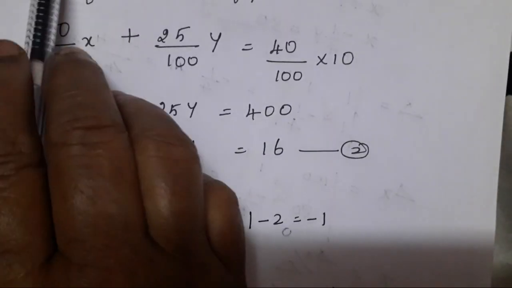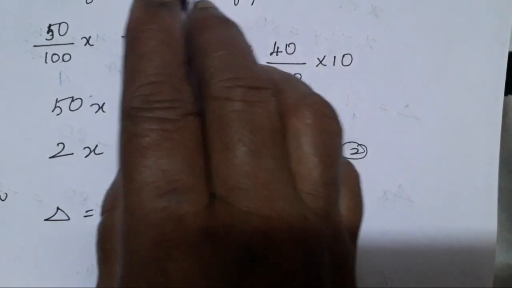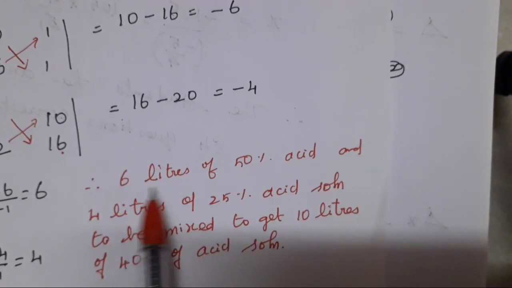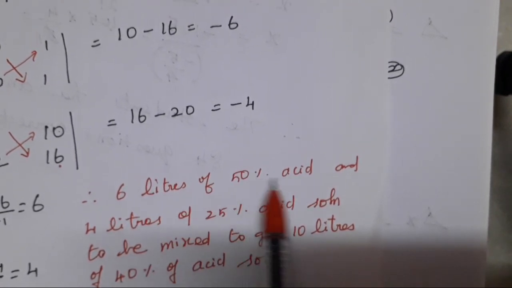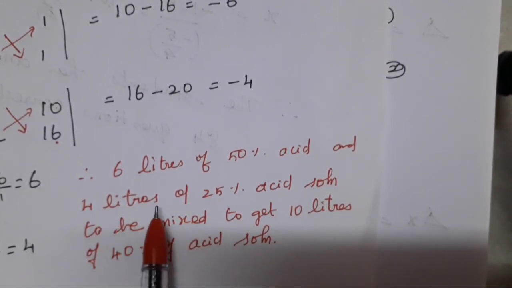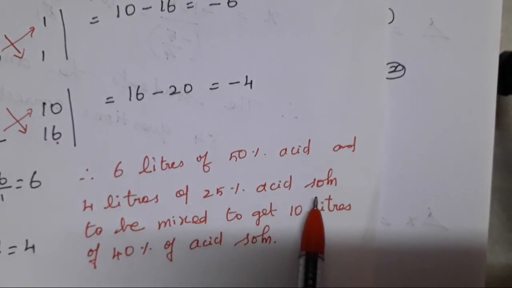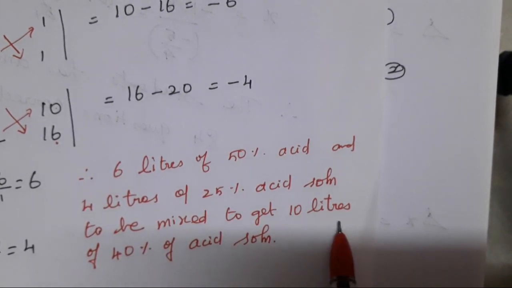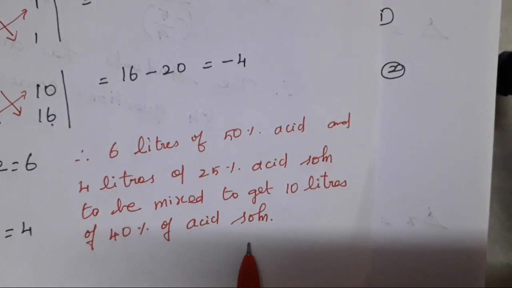What did we take? Let x be the liters of 50% acid. Instead of x, what are you substituting? See that one, final step very important. 6 liters of 50% acid and 4 liters of 25% acid solution are to be mixed to get 10 liters of 40% acid solution.